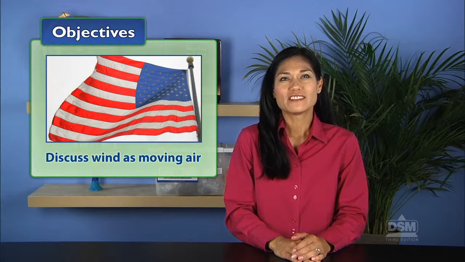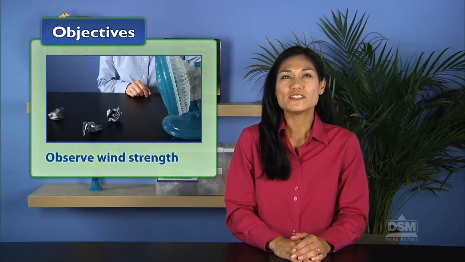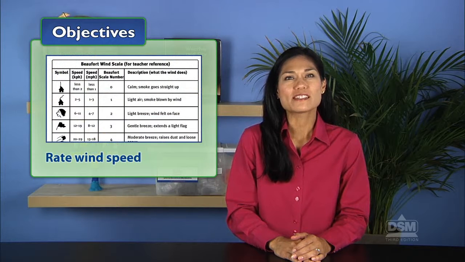In Activity 4, Wind, students discuss wind as moving air. They use a wind vane to determine wind direction and then observe wind strength. Finally, they rate wind speed by applying a simple wind scale to their observations.